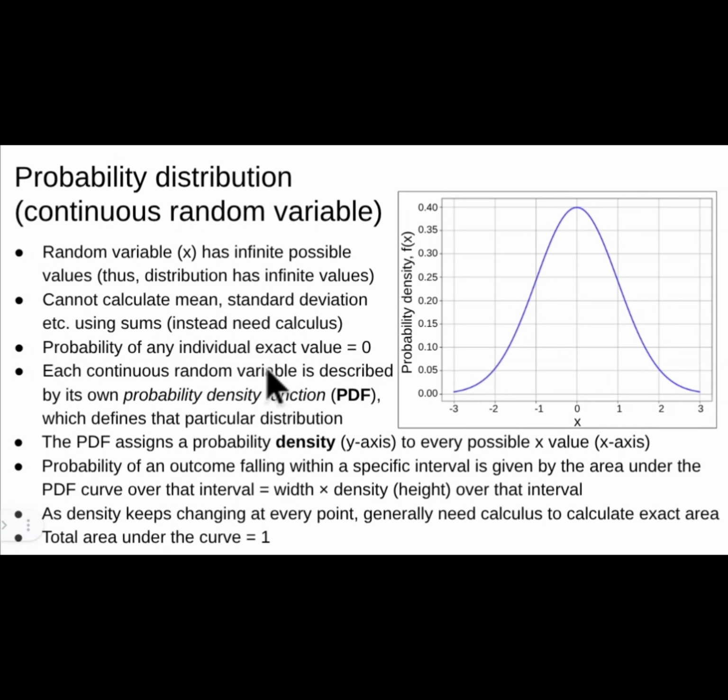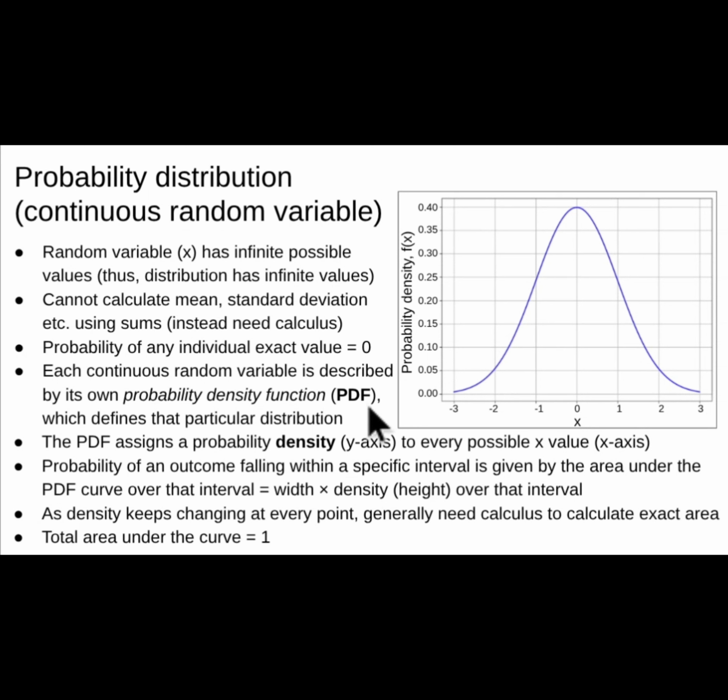The probability of any individual exact value is equal to 0, because it's just one out of infinite values. So if every value is 0, how does this distribution work? Each continuous random variable is described by its own probability density function, or PDF, which defines that particular distribution.